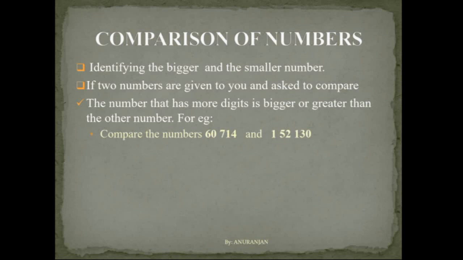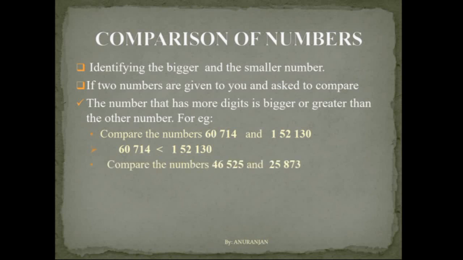For example, compare the numbers 60,714 and 1,52,130. So here we will try to count the digits, number of digits. In the first number, if you count, the number of digits is 5. And in the second number, you will see the number of digits is 6. So you can clearly say that 1,52,130 is greater than 60,714.